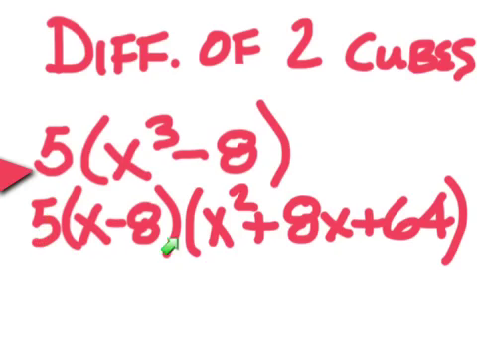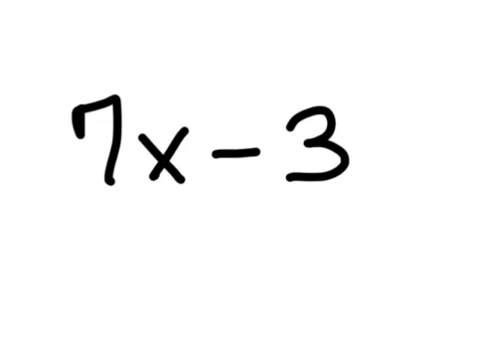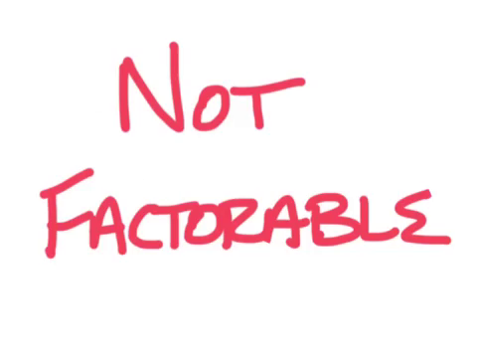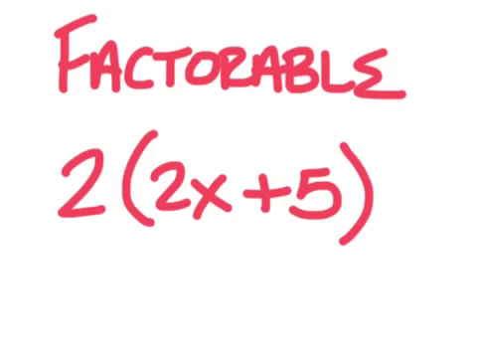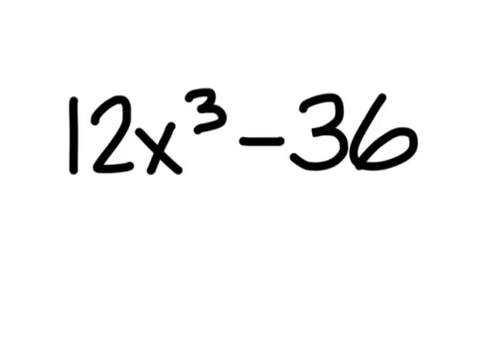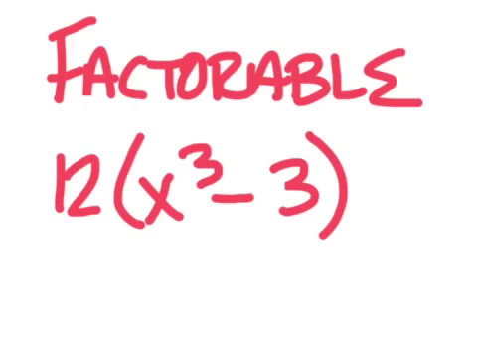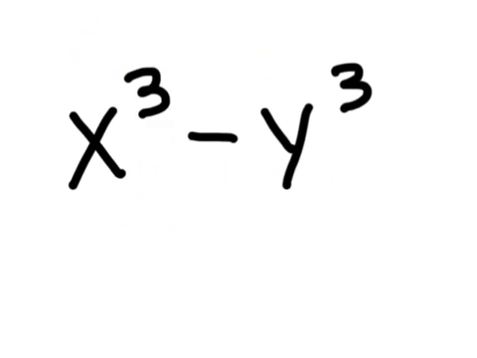What about this one? Not factorable. That one. Factorable, you can take out a 2. This one. Factorable, you can take out a 12, but when you do, you're left with x cubed minus 3, and 3 is not a perfect cube. What about this one? Difference of two cubes, and that's just the basic setup.